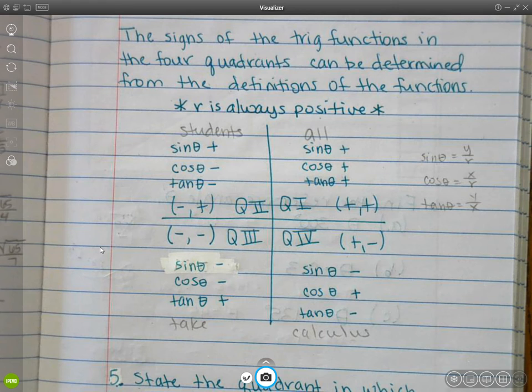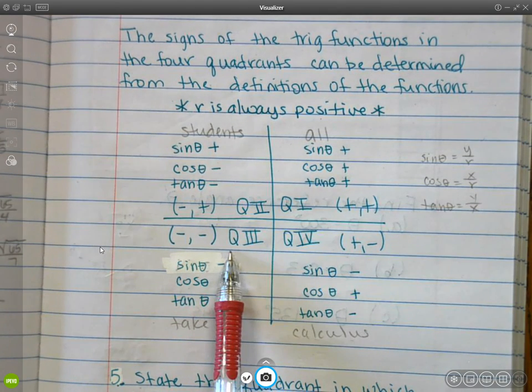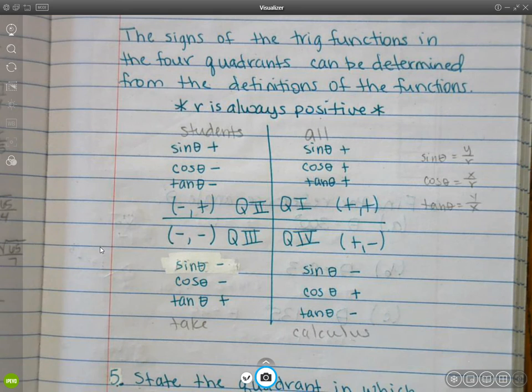All right, tangent involves y and x. So if x and y have the same sign, tangent is positive. So in quadrant 1 and in quadrant 3, tangent's going to be positive because x and y have the same sign. In quadrant 2 and quadrant 4, tangent's going to be negative because x and y have different signs.